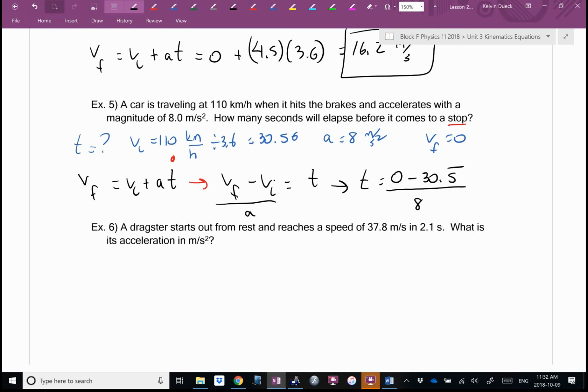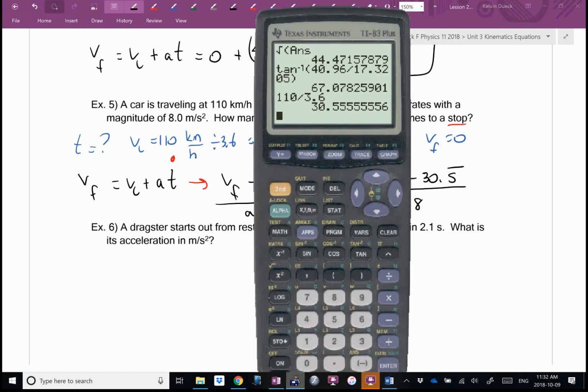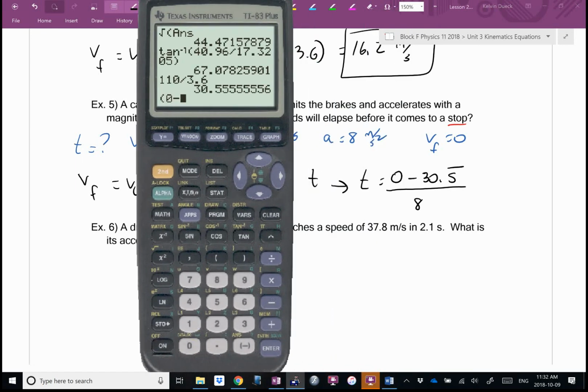Because you're going to get a weird answer here, because we've made a mistake, on purpose for me, very subtle for the rest of you. When you type this in, bracket 0 minus answer button, I'm going to use my answer button because it's stored on my calculator, divided by 8. What do you get? Huh? Time can't be negative. You got a negative? Can anybody see the mistake that we've made?